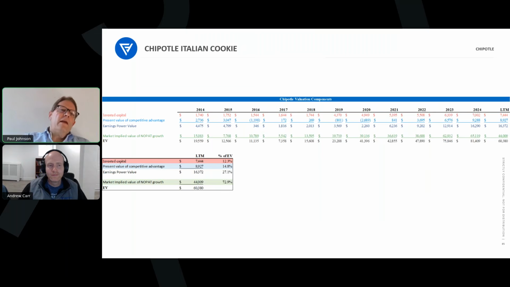All right, so this is something in my model. I'm looking at the key valuation metrics. Invested capital, that's what's invested in the business. Then earnings power value, that's as if the company never grew. It's the no growth value. It's based, I'll show you in a minute, on no PAT profitability. The difference between invested capital and earnings power value is evidence of competitive advantage. So we call that the present value of competitive advantage.